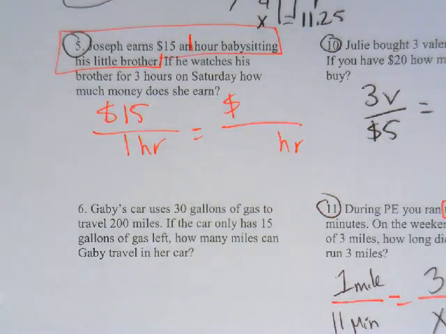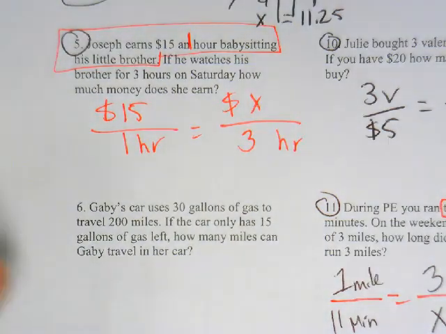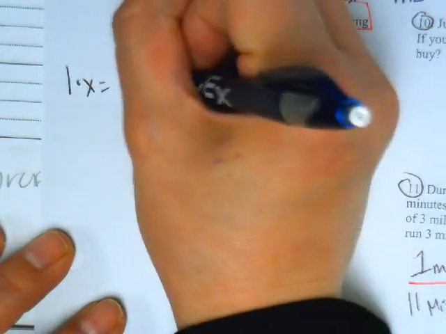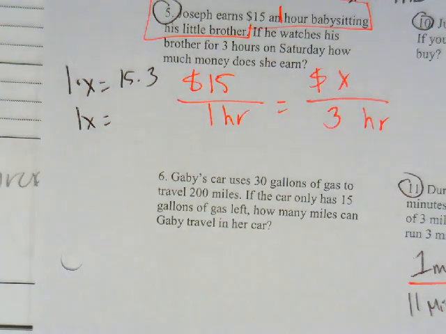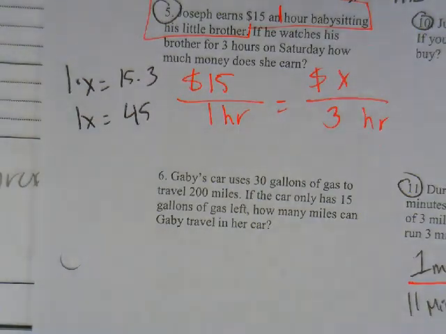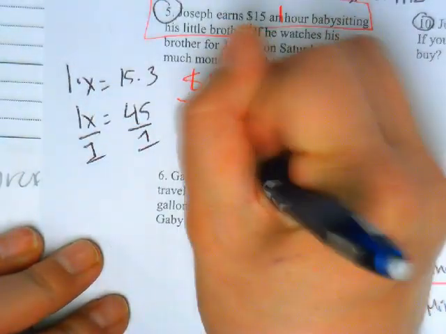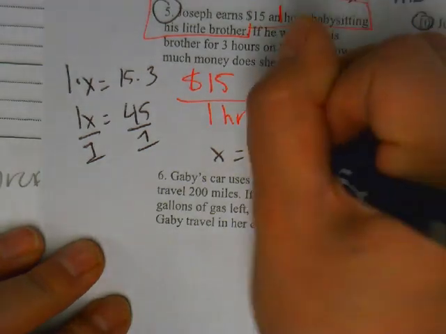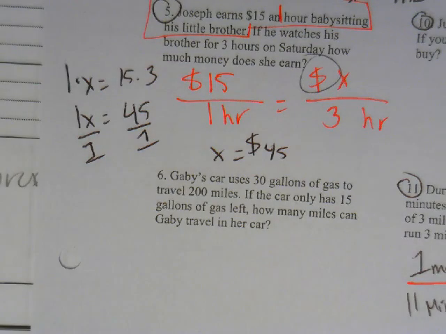Where does your X go? Where does that money go? And then 3. Margarita and I were struggling with, what's 1 times X? 1x. Yeah. What's 15 times 3? 45. And then what's my last unnecessary step? Dividing by 1. Divided by 1, X equals 45. So X equals 45 what? Money? Dollars. They made $45. You get $45 in 3 hours.